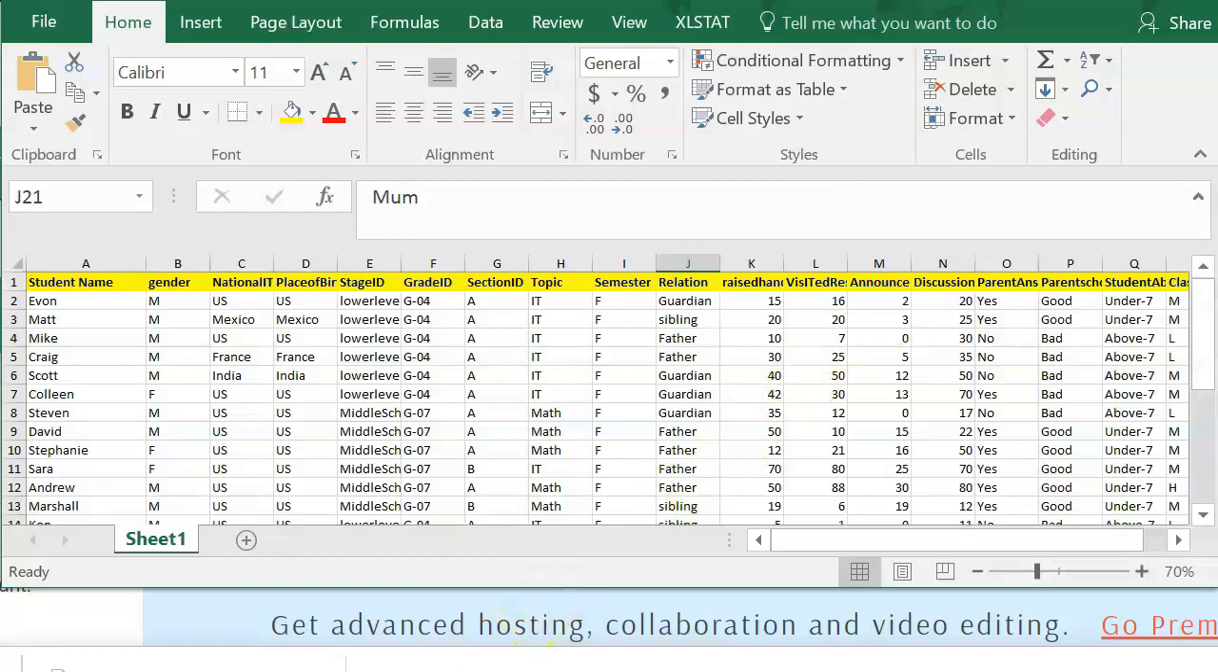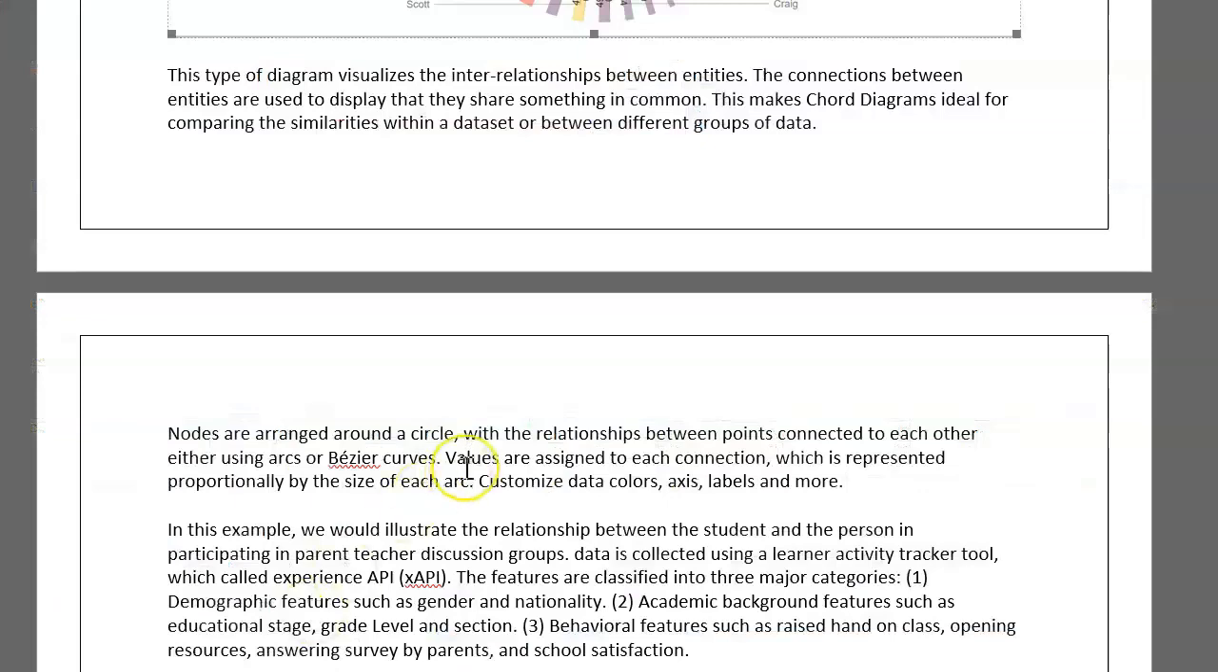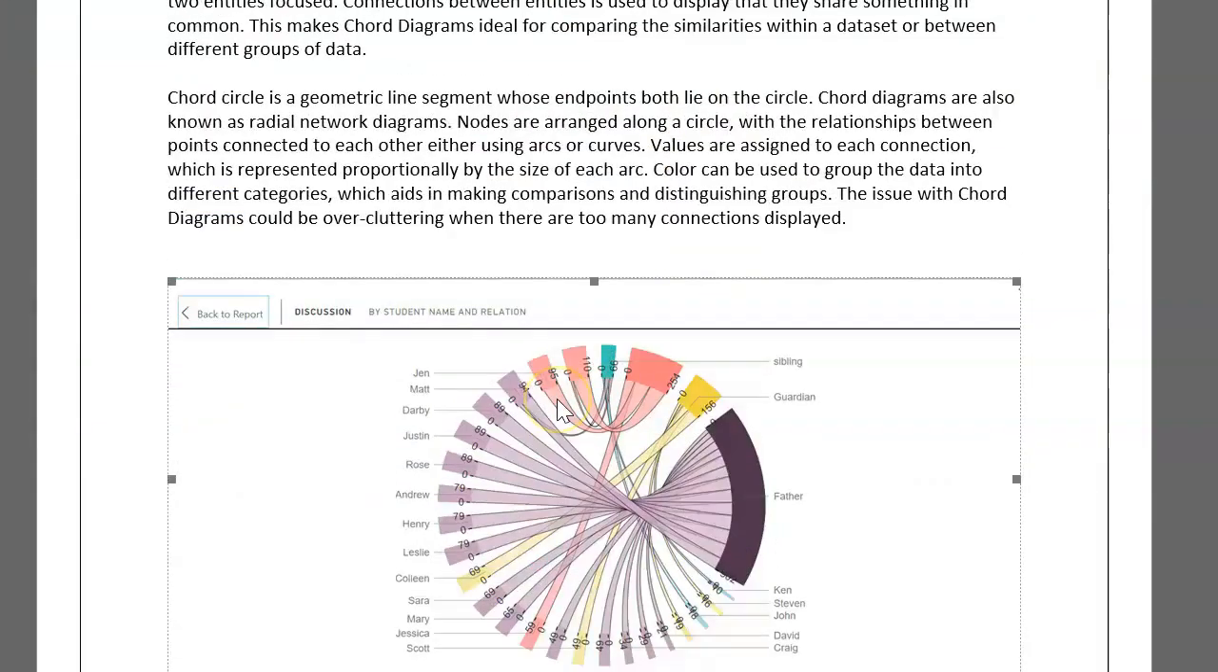So let me go back to the presentation. This is the chart which I told you, and the green represents the sibling and the pink represents the mom. Sorry, this was not highlighted here, but it's the mom, and this is going to be a guardian, and this is going to be a father.